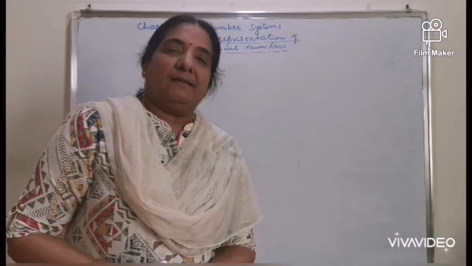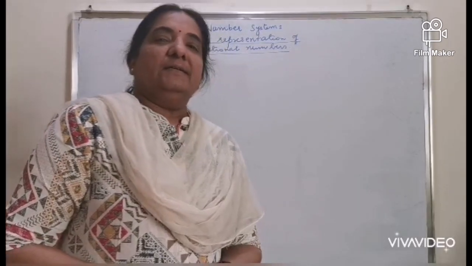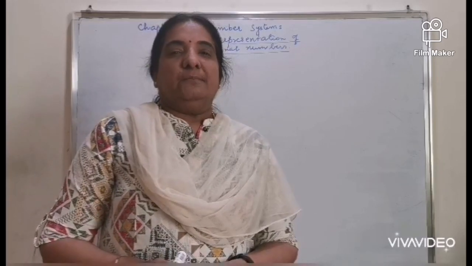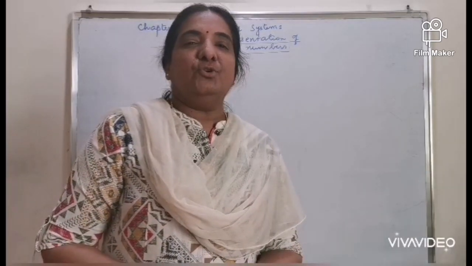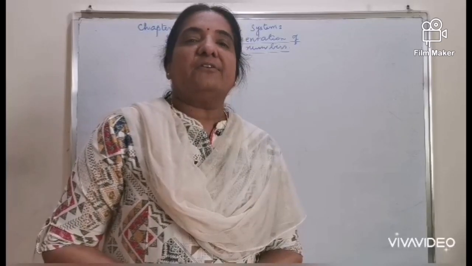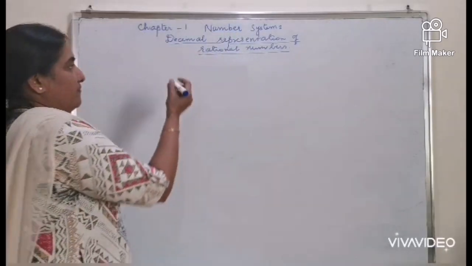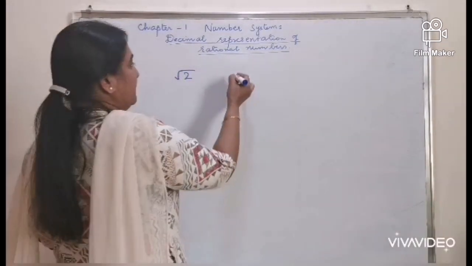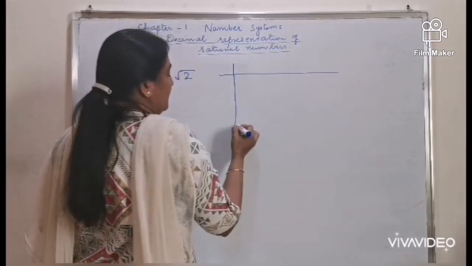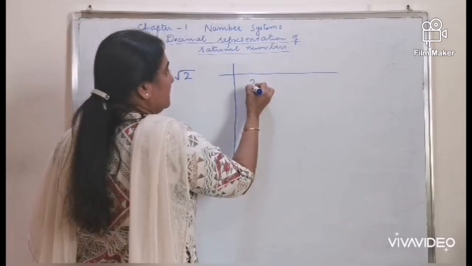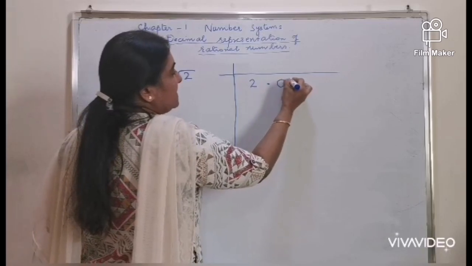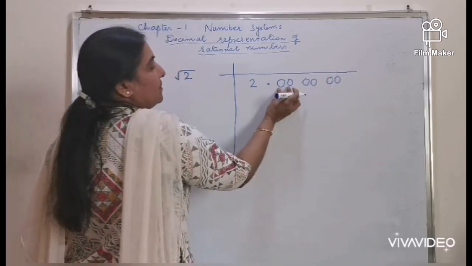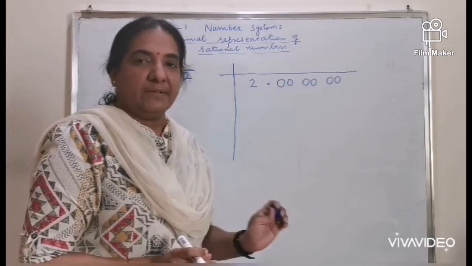Let me quickly explain how to find the square root of any number using the long division method. By this division, you will understand what irrational numbers are. Find the square root of 2 by the long division method. When you are doing the long division method, you will arrange the whole number part, and the decimal part you will arrange with zeros arranged in pairs.